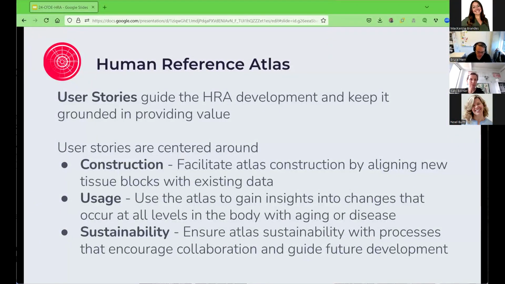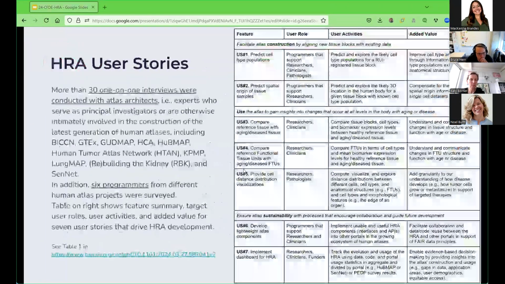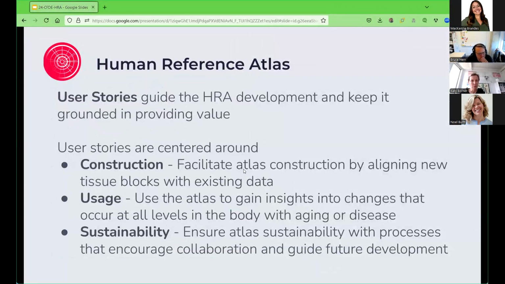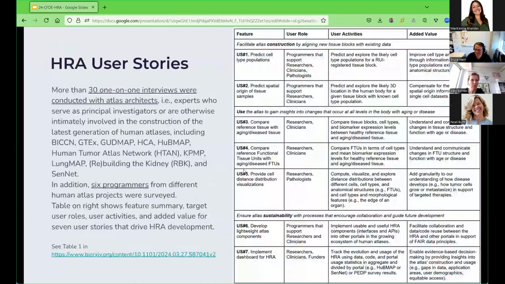And you see that others are supporting usage. So here you are actually using the initial atlas, which is still in draft format, to serve first initial user stories. And 2 of the user stories guide sustainability, because we would like this atlas to be widely adopted and sustained by many. So in the table that you see on the next slide, you see all of those.